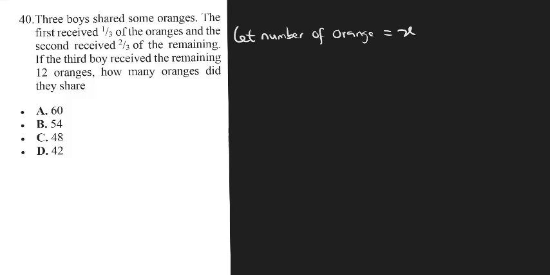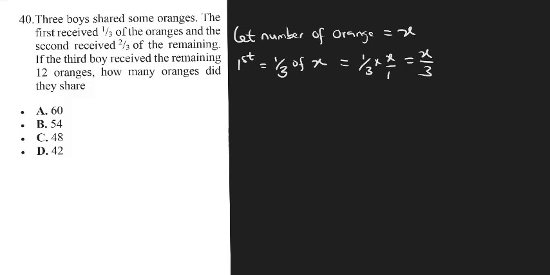So if the number of oranges is X, remember the first person receives what? 1/3 of what? The oranges, which is X. 1/3 of X. So if you open it up, it's going to be 1/3 times X. The result is going to be X/3, because 1 times X is X and 3 times 1 is 3.